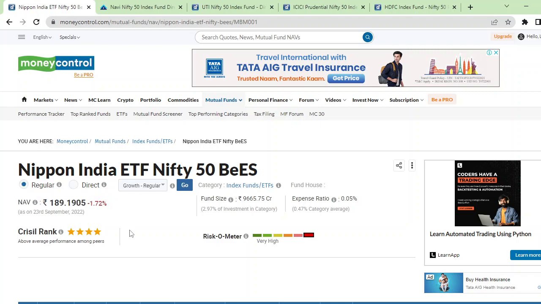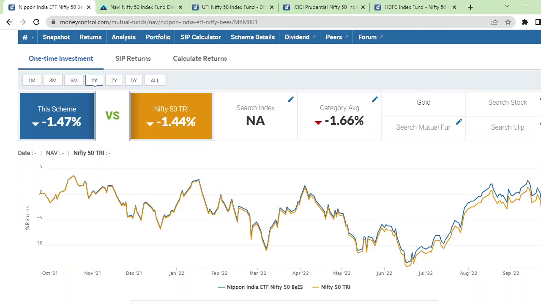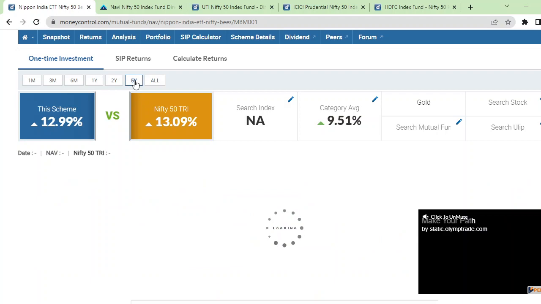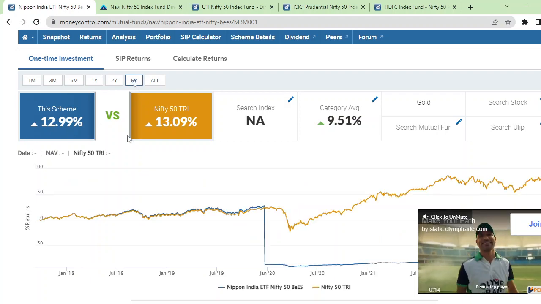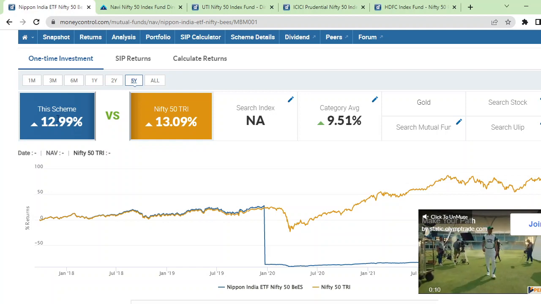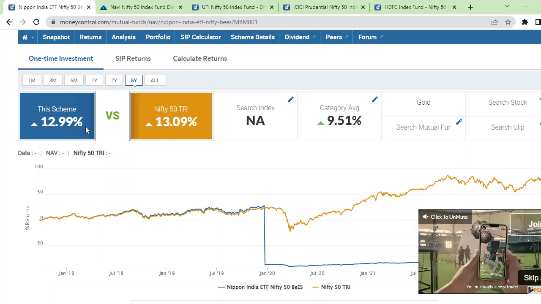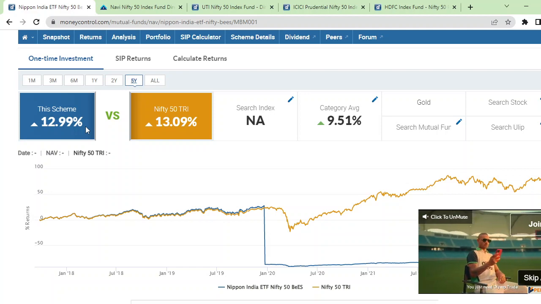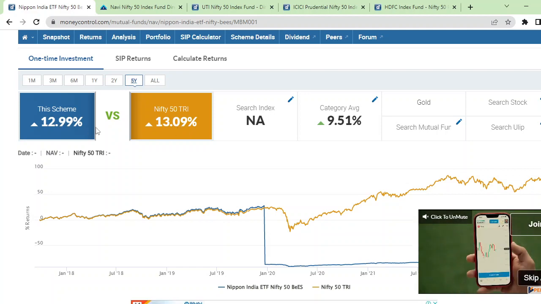As per my understanding, the tracking error of this particular fund is also very less. Due to that, I have selected this fund. If you see the last 5 years, the Nifty has given a return of around 13.09%, and this fund has given a return of around 12.99%. The difference between 13.09 and 12.99 is very less.